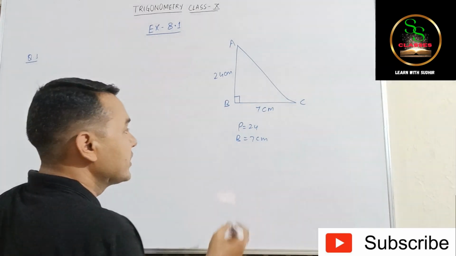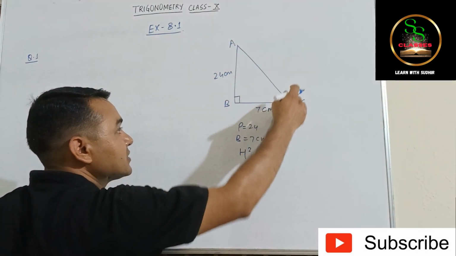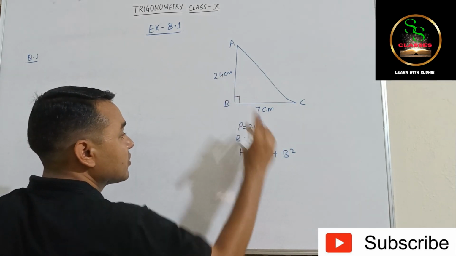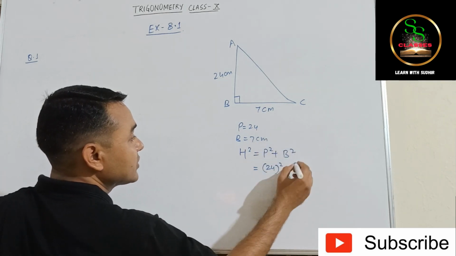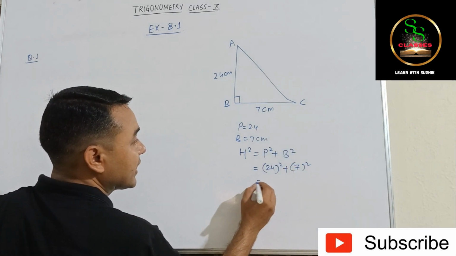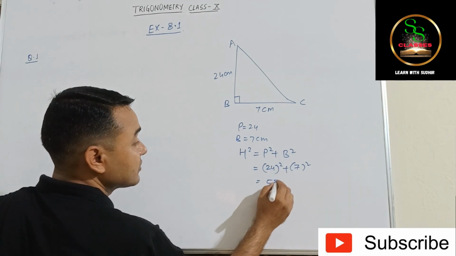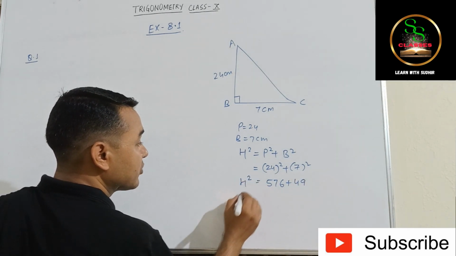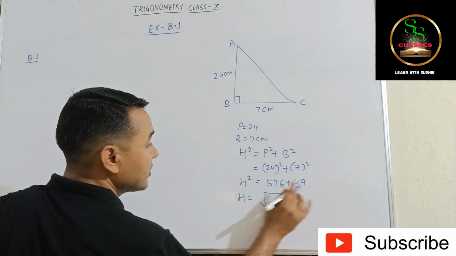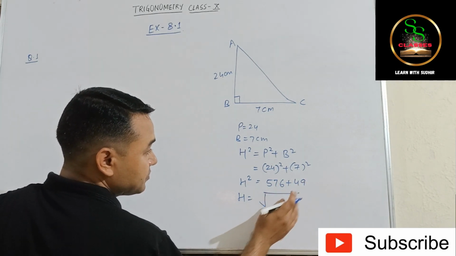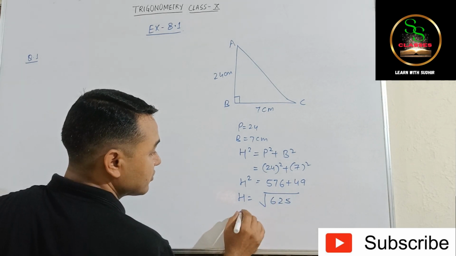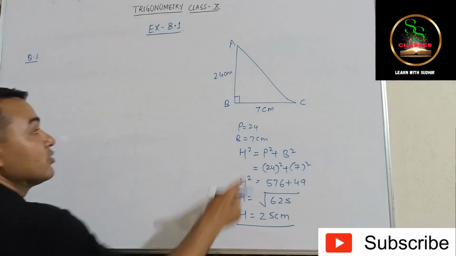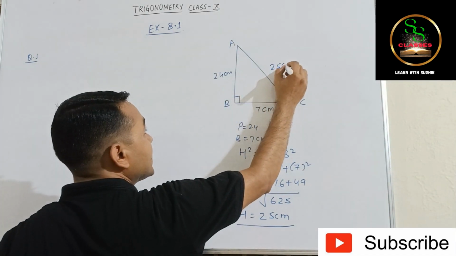Okay, so now what we have to do, we can find the hypotenuse. Hypotenuse is what? AC. Hypotenuse square is what? Perpendicular square plus base square. Perpendicular is 24, and base is 7. When we square and add it, 24 square is 576 and 7 square is 49. Hypotenuse square will be 625, and the square root of 625 is 25 centimeter. So dear student, now you get the value of hypotenuse. AC is 25 centimeter.